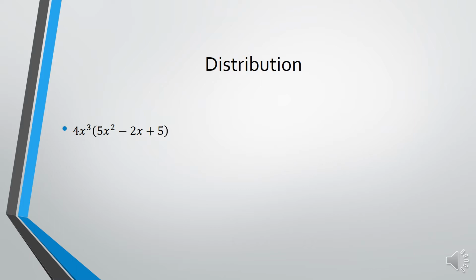So for distribution, for multiplication, all we're doing is multiplying each term that's in the parentheses. So I would distribute this 4x cubed, and I would multiply it by 5x squared. I would also multiply it by the negative 2x, and I would also multiply by 5. Once I do this, now I would actually simplify the problem.